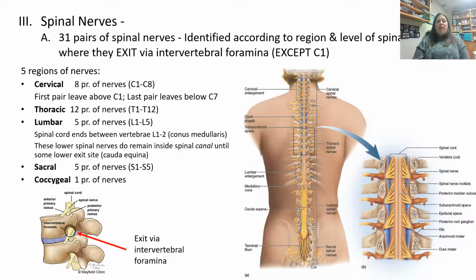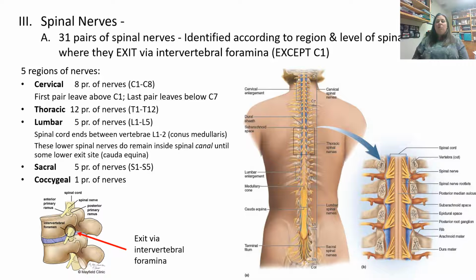When we look at this, there are 5 regions. There are the cervical spinal nerves. There's going to be 8 pairs, so C1 to C8. The first pair leaves above C1 and the last pair leaves below C7. There's thoracic, which are 12 pairs of nerves, so T1 through T12. The lumbar has 5, so it's L1 through L5.